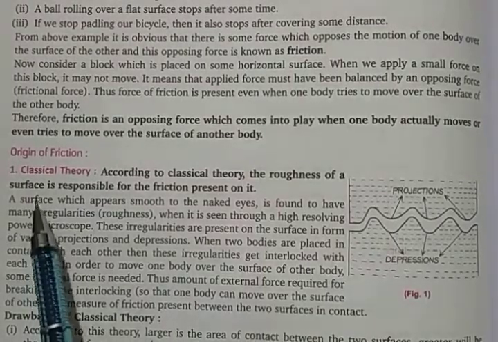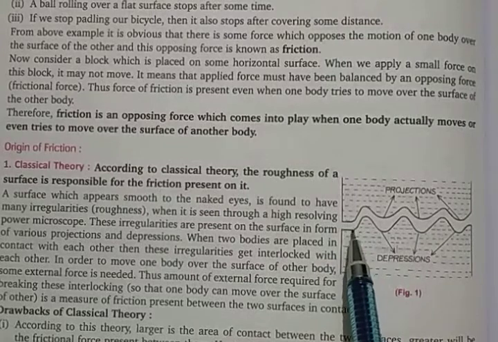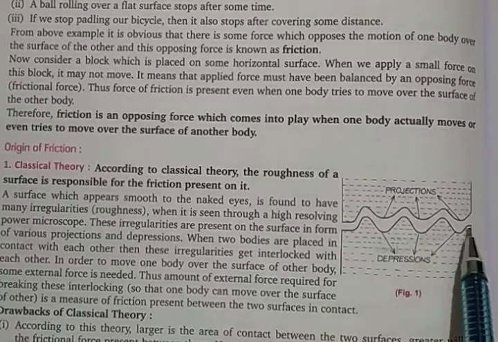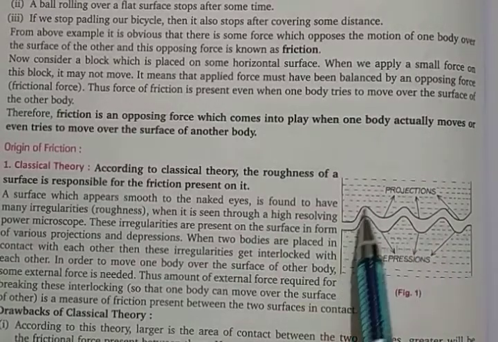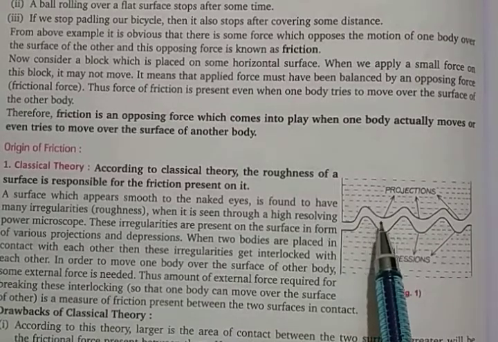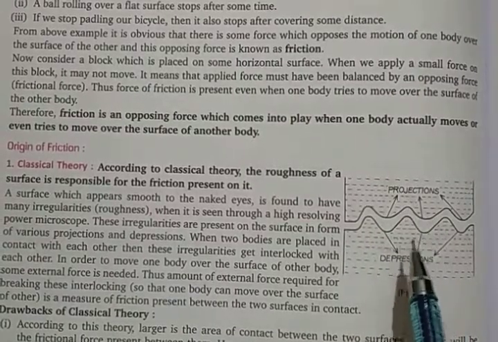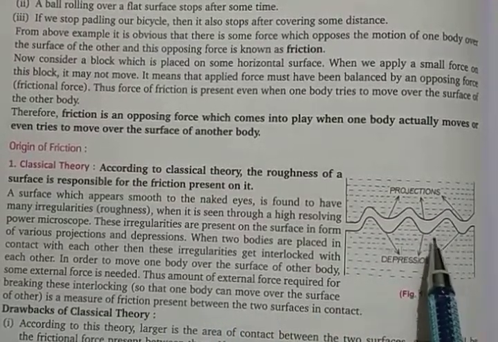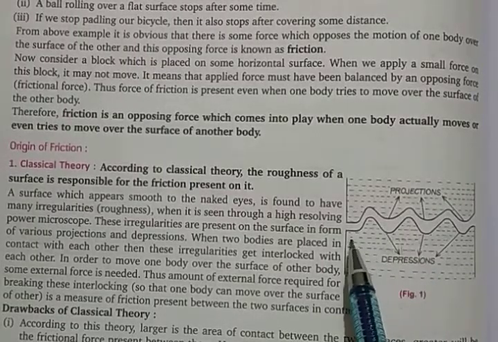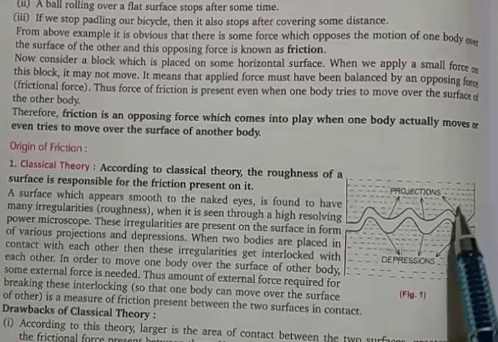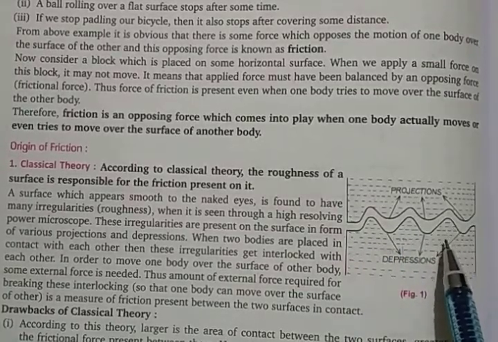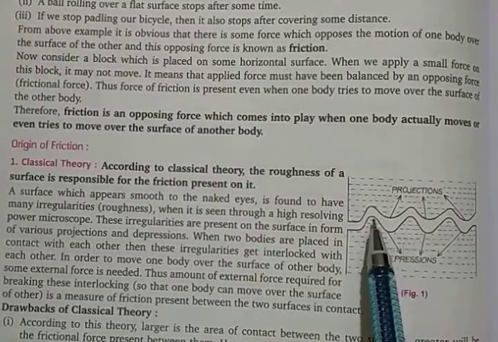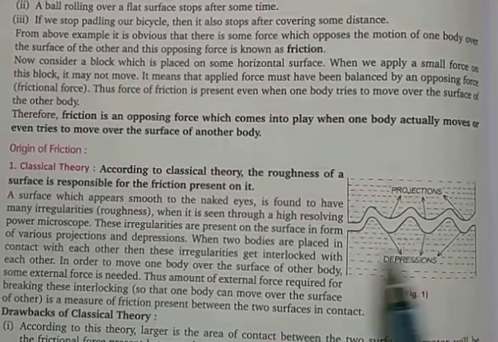The origin of friction. It's a classical theory. It says every surface, when you magnify it so much under a high-end microscope, you'll see the surface is always uneven. So when one body is kept above another, even if it is as smooth as it could be, for example a carom board, the coins are just sliding over it. Even that surface will have depressions and projections. So friction takes place. Making a surface perfectly smooth is very difficult, so when you try to move one over another, there will be an opposing force.